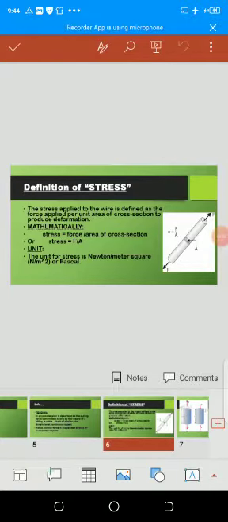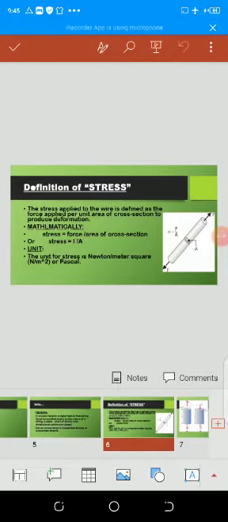Now the definition of stress. What is stress? The stress applied to a wire is defined as the force applied per unit cross-sectional area to produce deformation. Mathematically, we can write stress equals force by area of cross-section, or stress equals F by A.